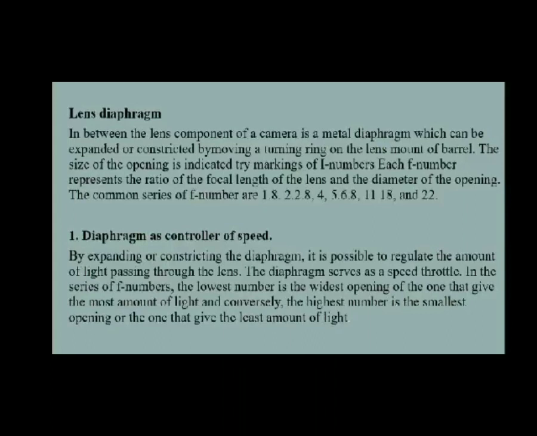Lens diaphragm, in between the lens components of a camera, is a metal diaphragm which can be expanded or constricted by moving a turning ring on the lens mount or barrel. The size of the opening is indicated by markings of F numbers. Each F number represents the ratio of the focal length of the lens and the diameter of the opening. The common series of F numbers are 1.8, 2.2, 2.8, 4, 5.6, 8, 11, 16, and 22.